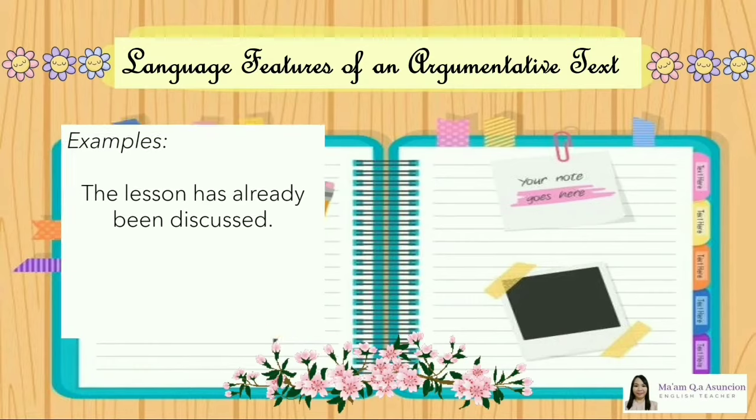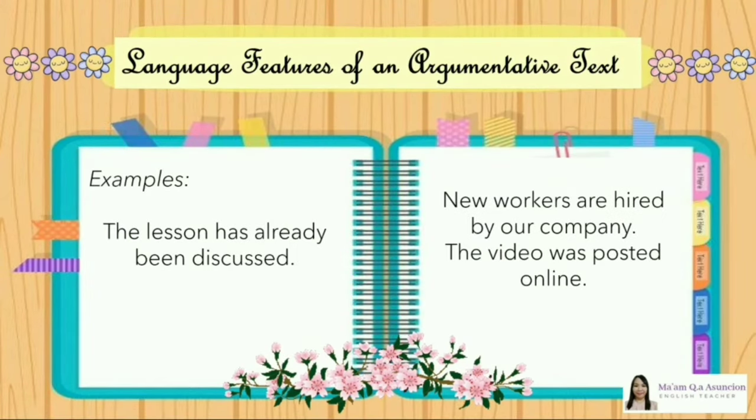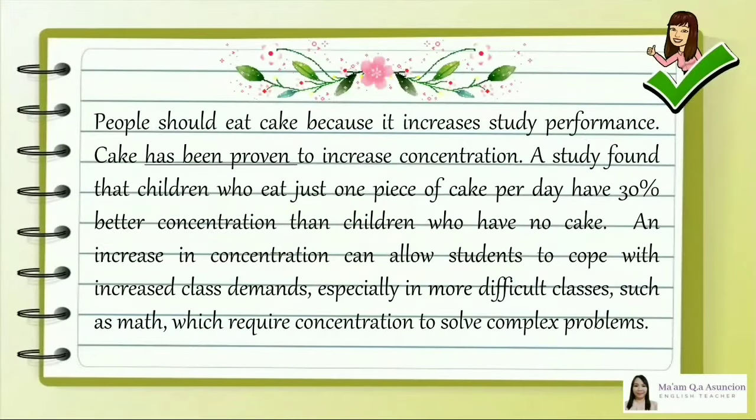Examples: The lesson has already been discussed. New workers are hired by our company. The video was posted online. This is an example of an argumentative with passive voice. People should eat cake because it increases study performance. Cake has been proven to increase concentration.